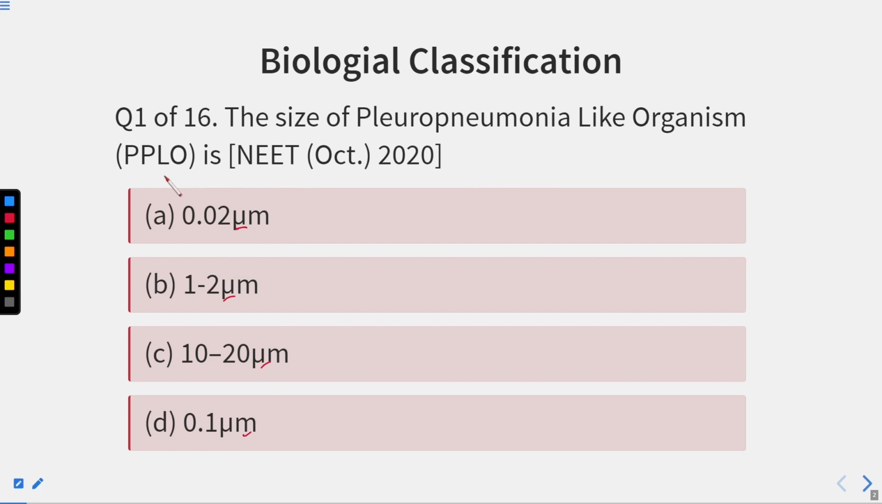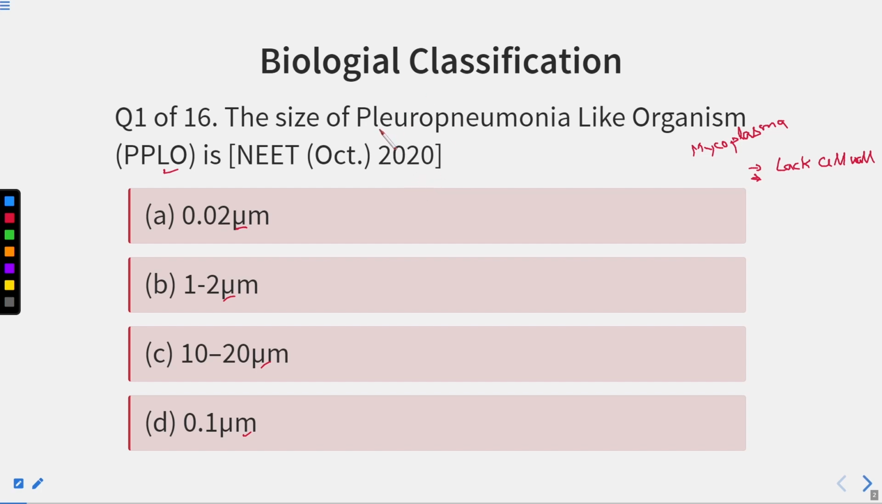So what is PPLO first? PPLO is the smallest living organism. It is a mycoplasma. What is mycoplasma? Mycoplasma lack a cell wall, and these organisms are the smallest of all the living organisms. Here they are asking about the size of this PPLO.